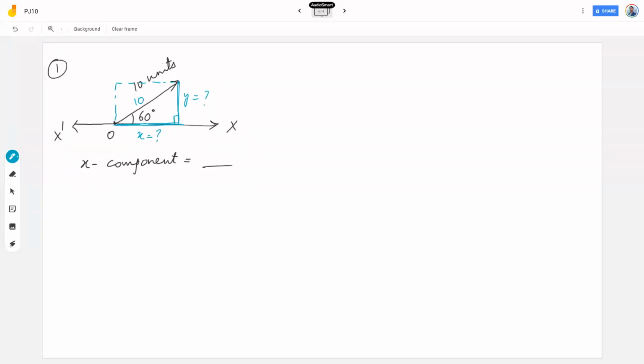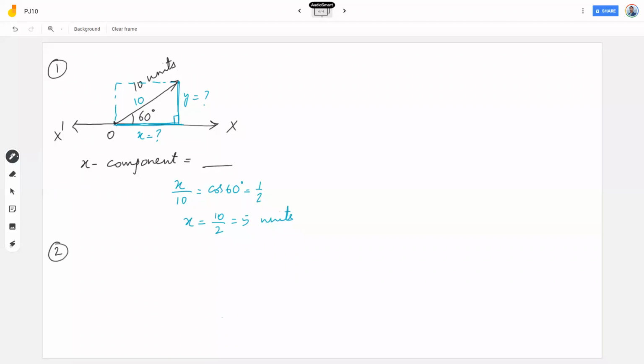X component would be equal to, how do you calculate? x by 10 is equal to cos 60 degrees, which is equal to 1 by 2. Therefore, x is equal to 10 by 2, that is equal to 5 units. So the x component of that vector is 5 units. Not 5 root 3, not 5 root 2, not 5 i. I have never told you what i is yet, so do not worry about that, Vijay Rubesh. We'll deal with it later.